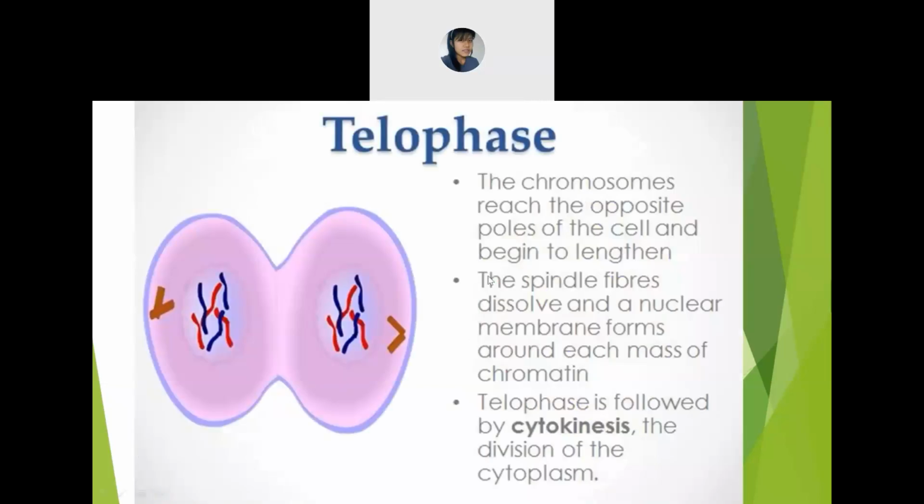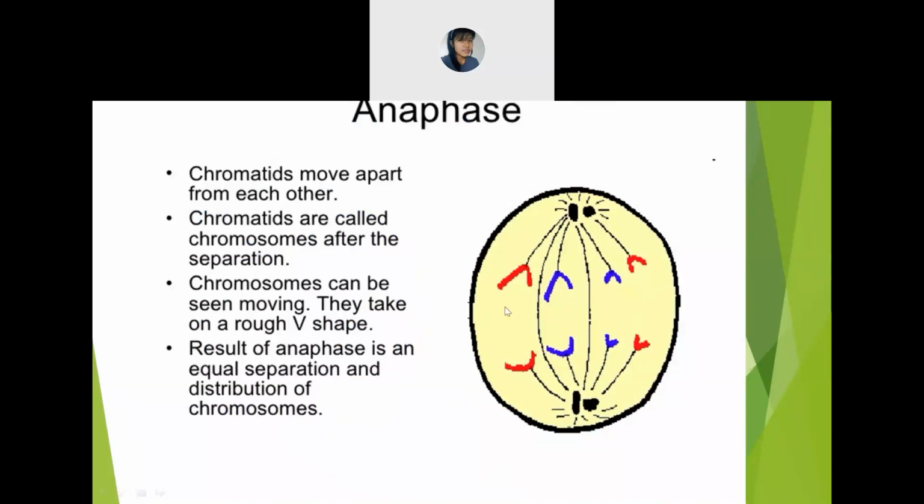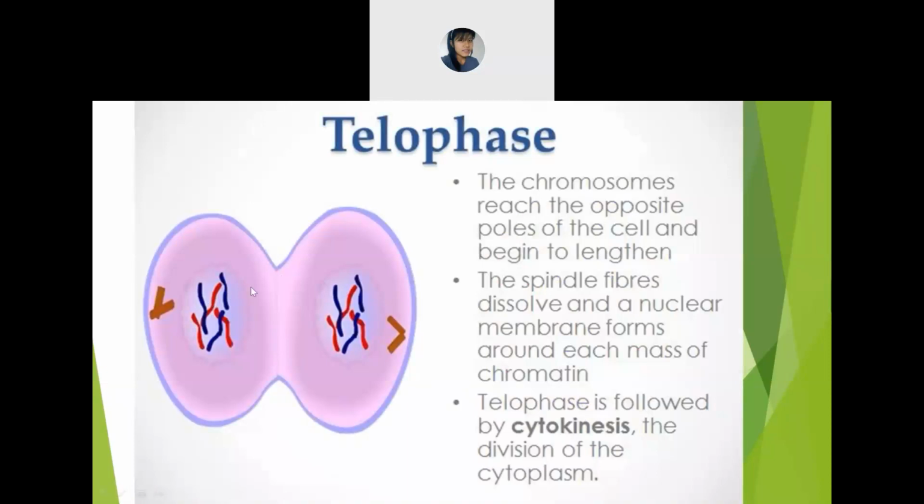Next is telophase. So this is the telophase. So what happens here in the telophase? The chromosomes, they reach where? They reach the opposite poles. So these are the opposite poles. In the anaphase, they try to separate, and obviously there is separation between these two. So in the next phase, what will happen? The chromosomes will reach both the opposite poles, here and here, and the cell will lengthen.